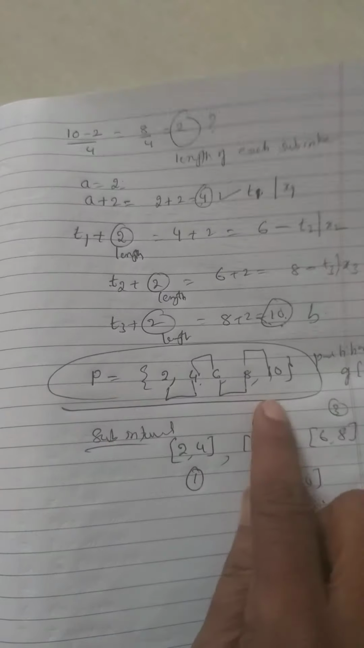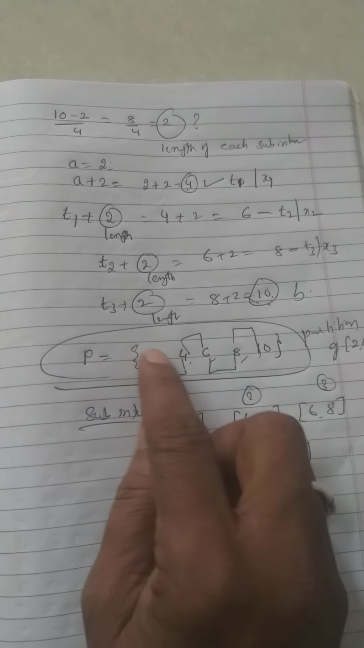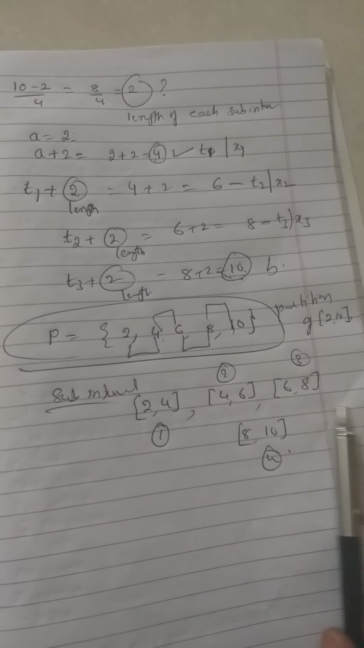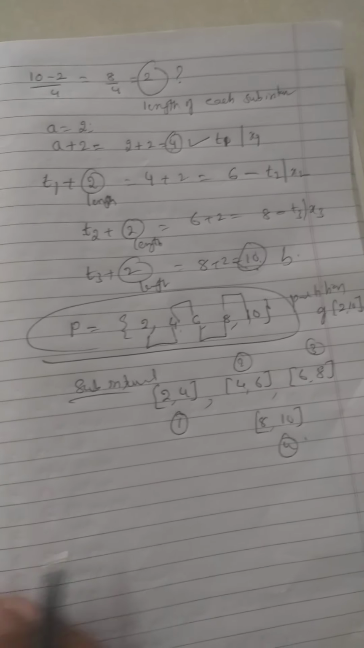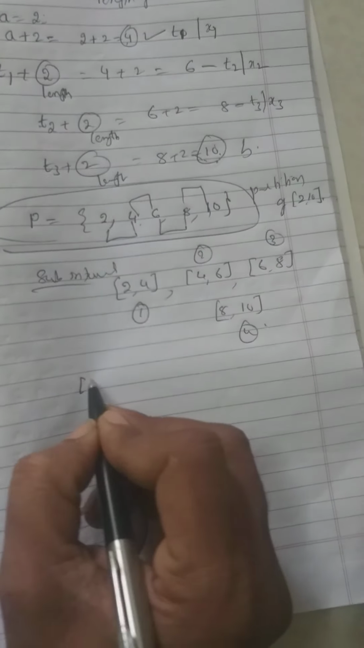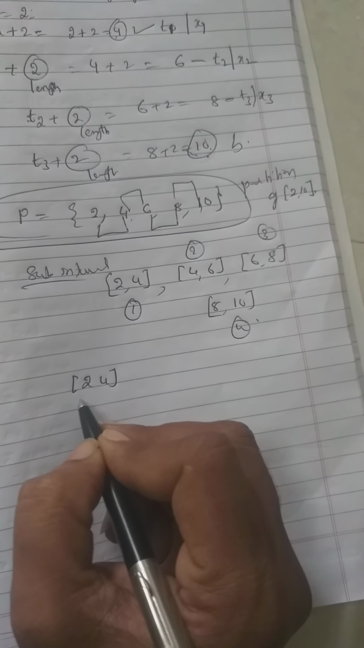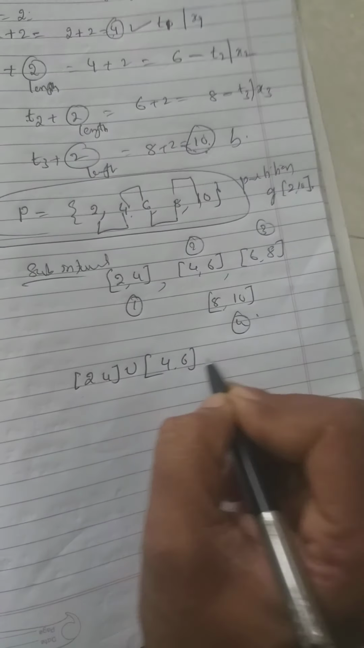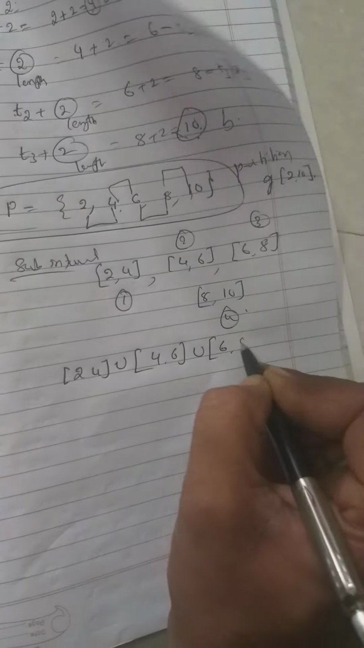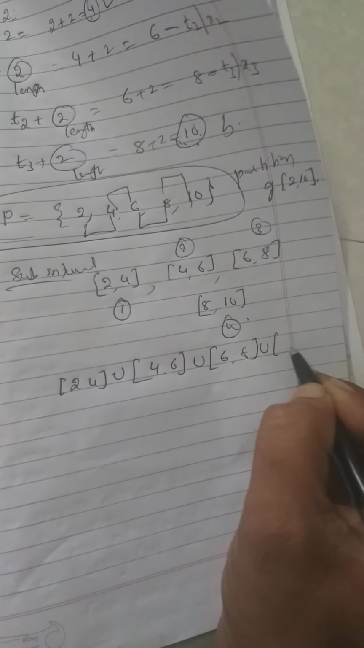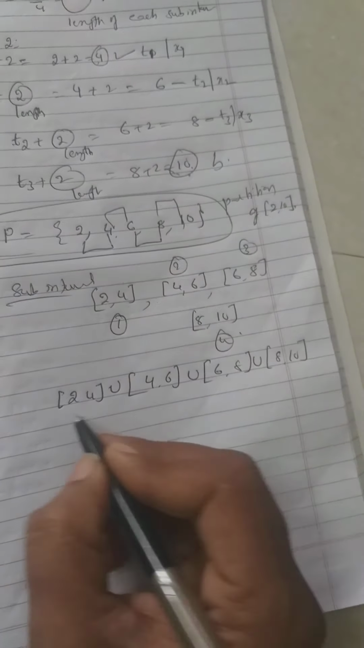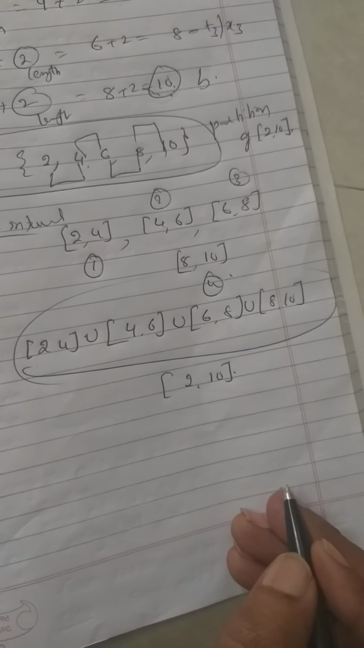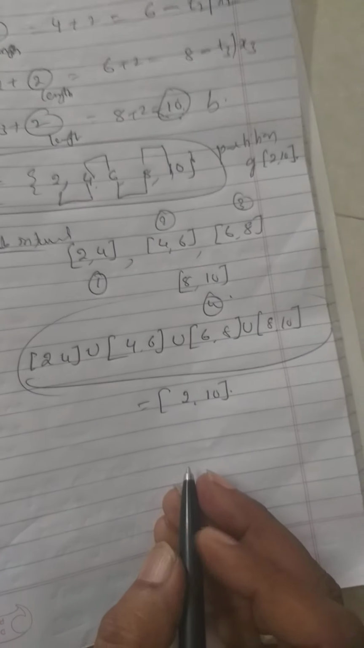Then we have to find the partition. Then take the combination of the first two, second two, third two. Each pair is called a subinterval. These are called the subintervals. Now suppose we take the union, you tell me. First subinterval [2, 4] union second subinterval [4, 6] union third subinterval [6, 8] union fourth subinterval [8, 10]. Their union is nothing but once again [2, 10]. Their union is nothing but [2, 10].